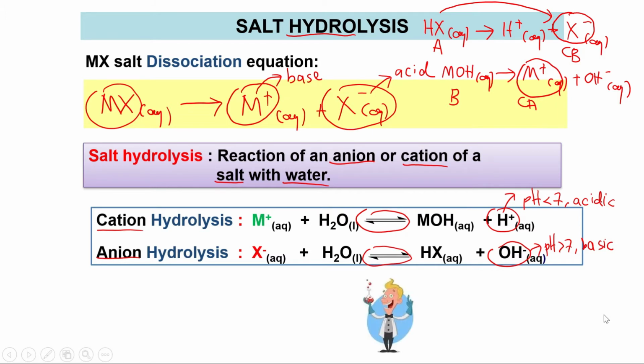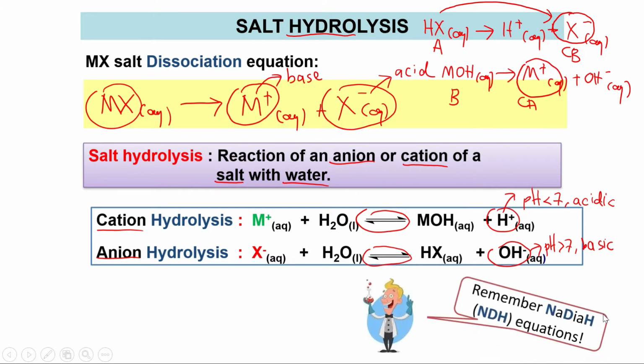So here is a simple tip for you. If you are going to solve a problem regarding salt hydrolysis, you need to know how to write these three types of equation. N stands for neutralization equation, D is the dissociation equation of a salt, H is the hydrolysis equation. So you can remember it as Nadia equation or just NDH. Just these three equations. Like simple.